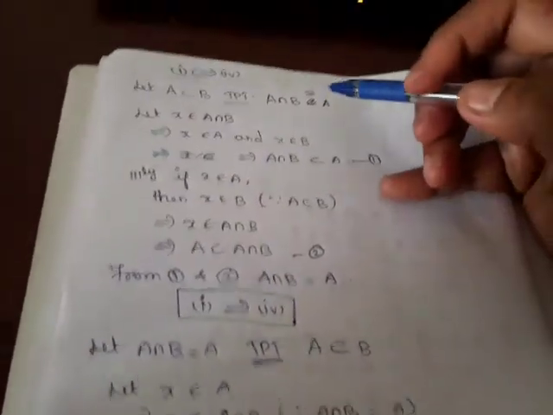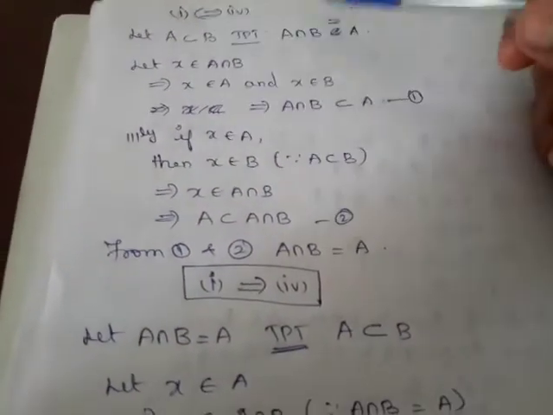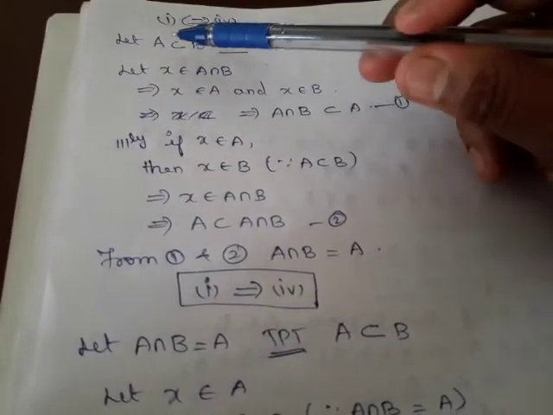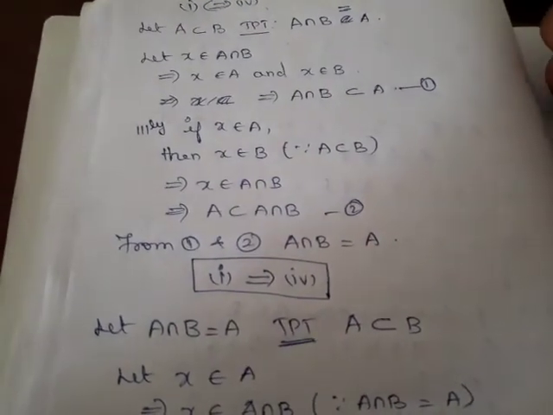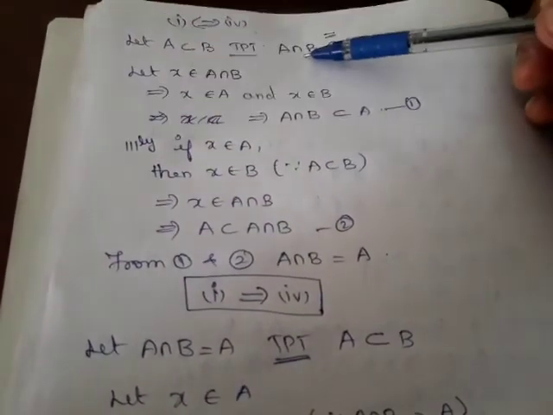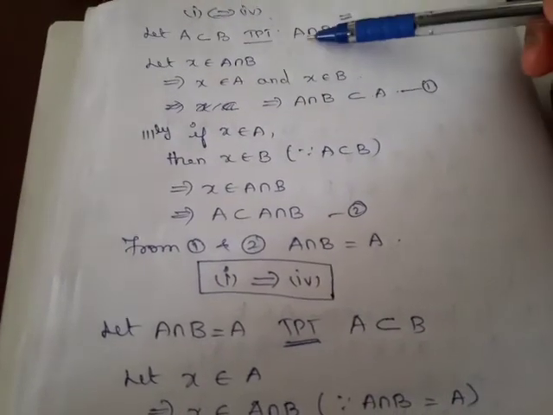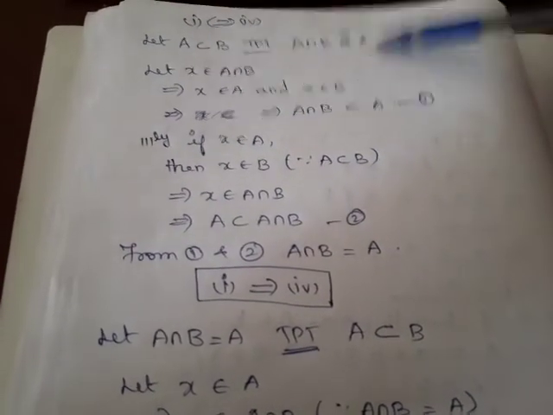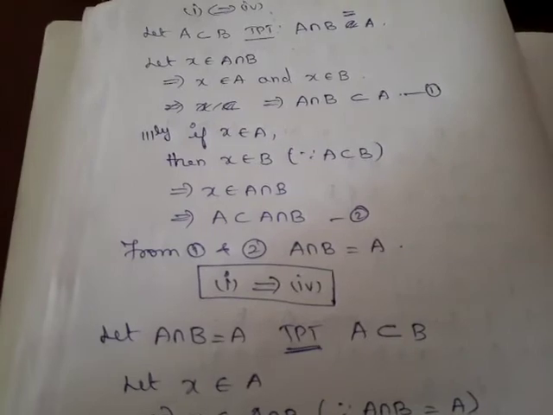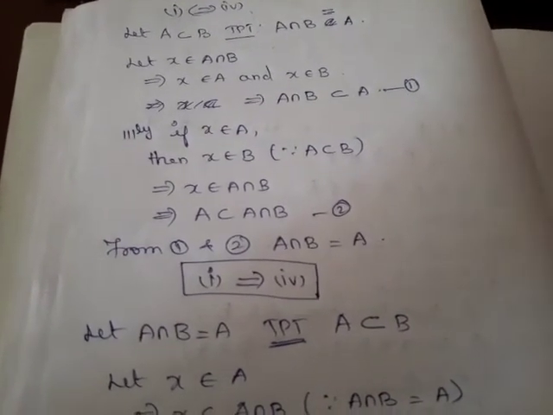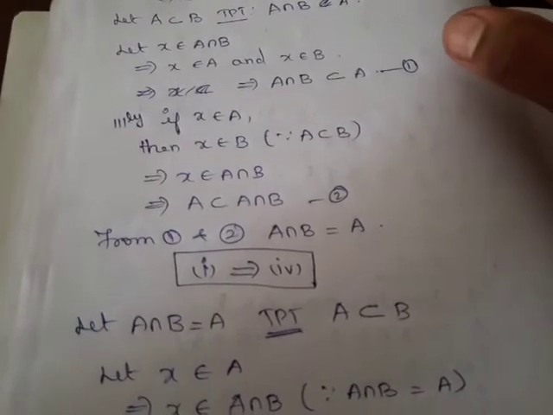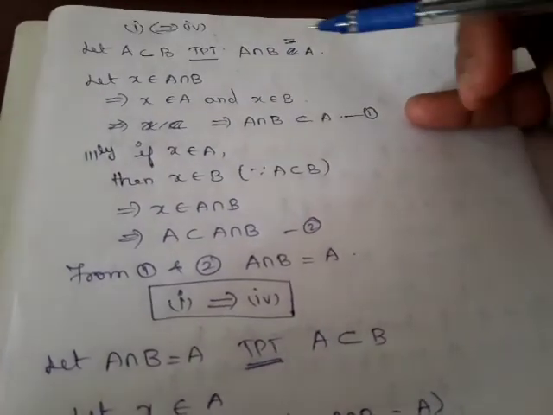Now the last case, we need to prove statement 1 implies statement 4 and the other way. So let us assume A is a subset of B. The arguments are similar to one after the other, right? So we need to prove A intersection B is equal to A. When we need to prove two sets are equal, how should we proceed with our argument? We should prove that one set is a subset of the other and the other set is a subset of the first. Hope you are following, right?